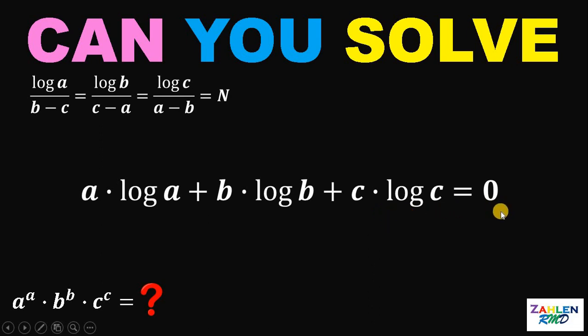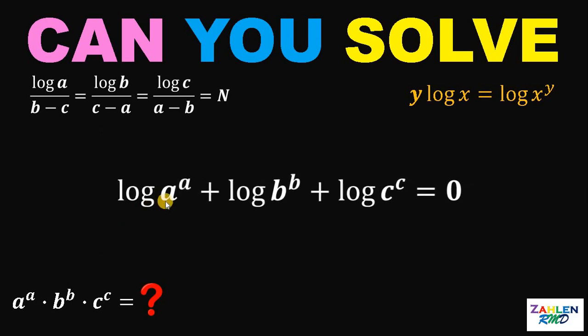of c equals 0. Now, recall that if we have y times log of x, this can be written as log of x raised to the variable y. Therefore, a times log of a, b times log of b, c times log of c can be written as log of a raised to a plus log of b raised to b plus log of c raised to c.